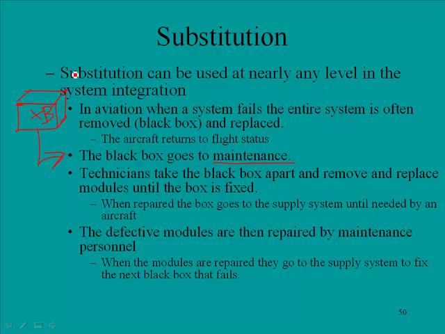So in this case, this box, now that it's fixed, goes into the supply system, and it waits until another radio fails, and then it's plugged into an aircraft, and away it goes. In this particular cycle, the defective modules are repaired by the maintenance personnel, and this would typically involve going down to the component level and repairing the faulty circuit card. There's no substitution there, but in these two upper levels of the maintenance cycle, substitution is a very viable way of repairing systems.